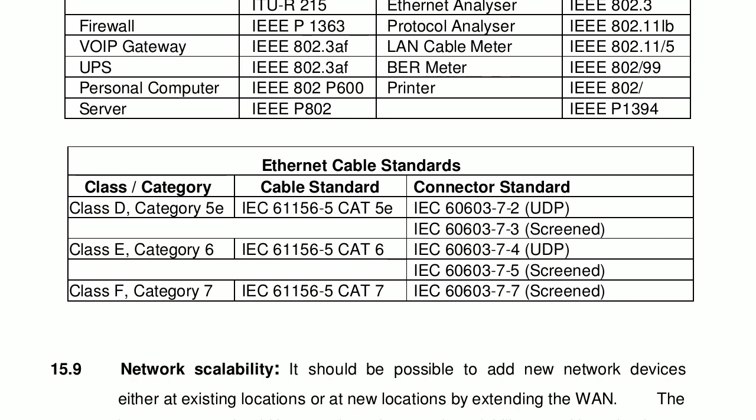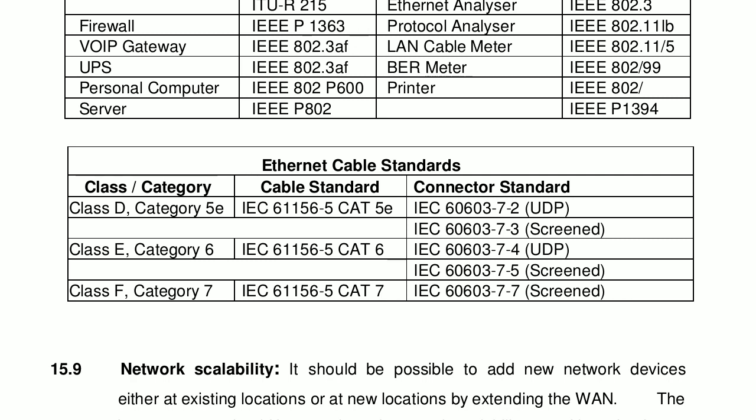Ethernet cable standard. Cables also must have a standard. Here the IEC standard is for the Ethernet cable standard. IEC means the International Electrotechnical Commission. Class D, category 5E cables. Cables have three types: class D, class E and class F. Class D is a category 5E cable. Class E is a category 6 cable. Class F is a category 7 cable.